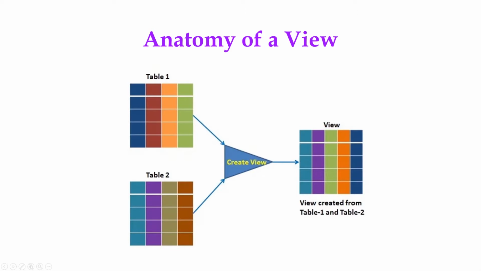So even though there are many attributes or many columns in both the tables, I am selecting only my essential attributes from the tables. I am presenting them in a different table called a view. So this is a view which is created from table 1 and table 2. So this is what a view looks like.